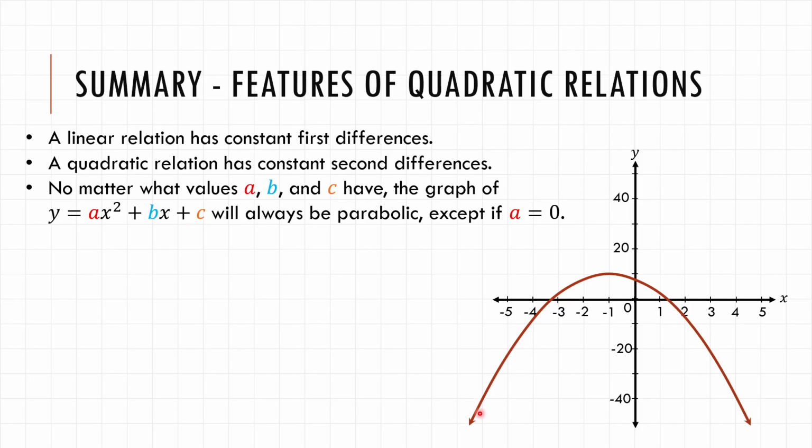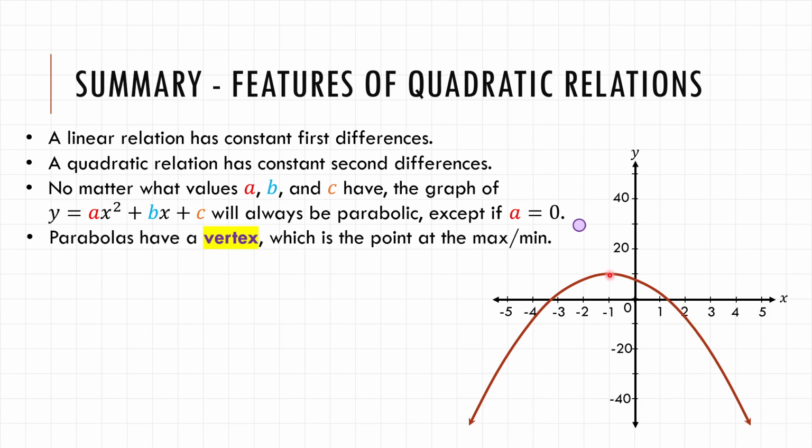Now, parabolas, if we're looking at the graph here, a parabola has a very distinct shape. And one of the most important features of a quadratic relation, or of a parabola, is it has a tip right here. That is where the maximum y value or the minimum y value is achieved. That tip has a very special name called the vertex. Just like the vertex is the corner of a shape, the vertex of a parabola is the very tip of it.